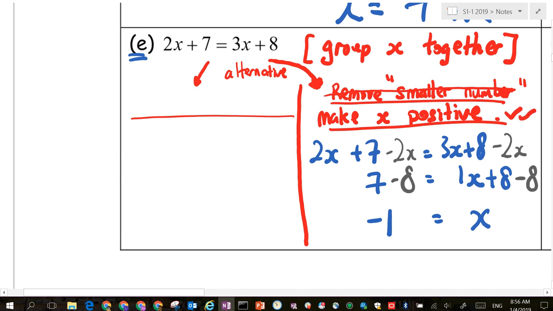Show, show. Show alternative means I will make the x at the left hand side. I will make the x at the left hand side. Now let me try. I have 2x, I have 3x. Make x at left hand side means I want to remove the 3x on the right. So what do I do when I remove 3x on the right? What must I do on both sides? Dongyi, what must I do on both sides so that I can remove 3x? Minus 3x. So I write down.